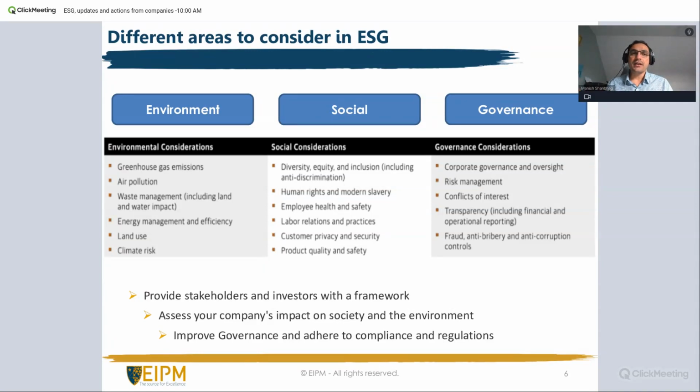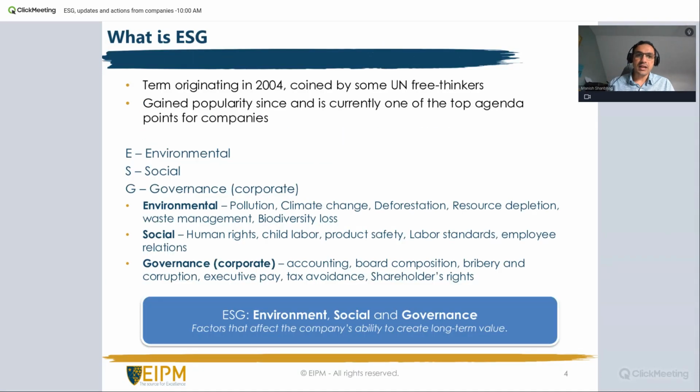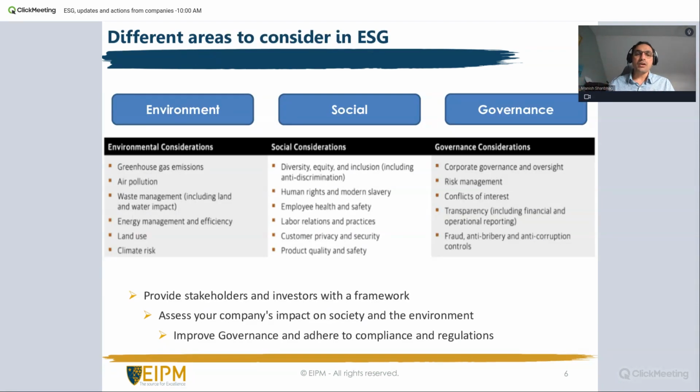Right. So the very notion, and we talked about this on the previous slide, is that these are all the factors, as we see here on the last line below, that affect the company's ability to create long-term value. This is what we mentioned. Overall, it is providing companies, stakeholders and investors with a framework to assess your company's impact on society and the environment, and then, of course, with that, improve governance and adhere to compliance and regulations.